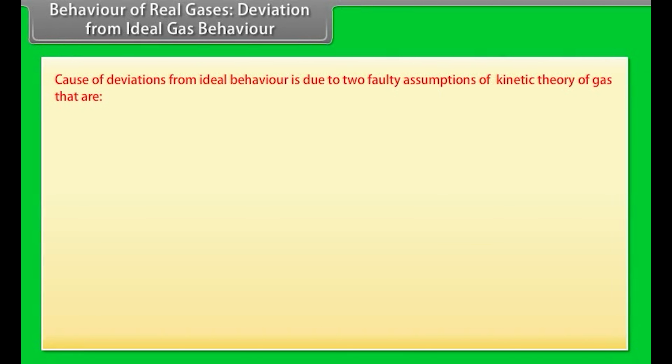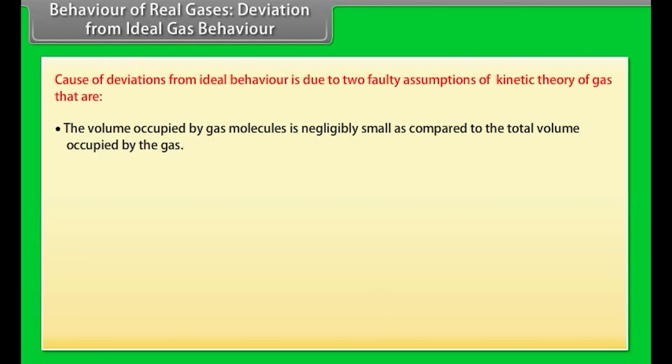The cause of deviations from ideal behavior is two faulty assumptions of the kinetic theory of gases, that are: the volume occupied by gas molecules is negligibly small as compared to the total volume occupied by the gas, and the forces of attraction between gas molecules are negligible.